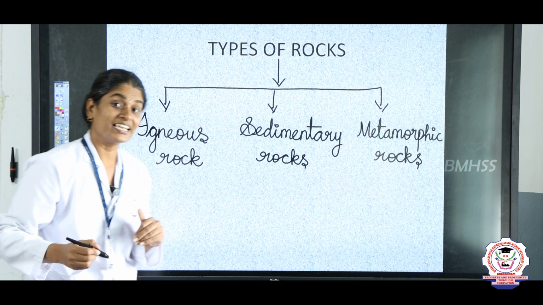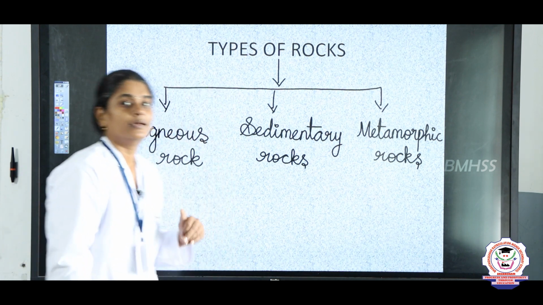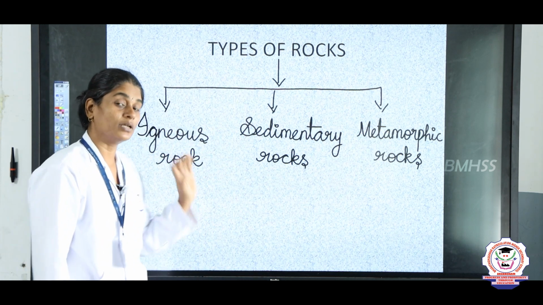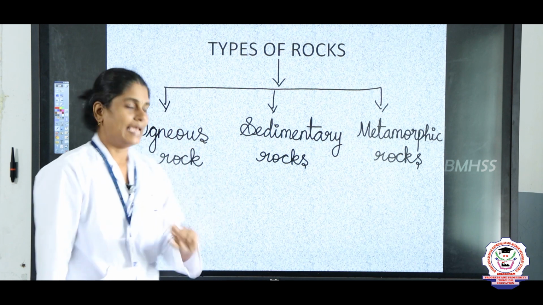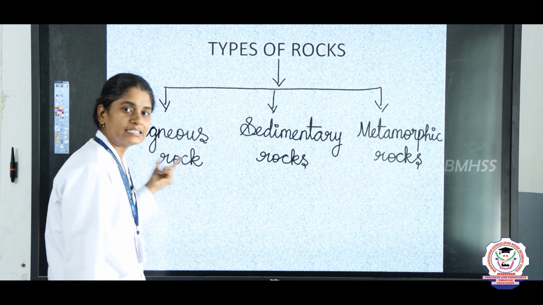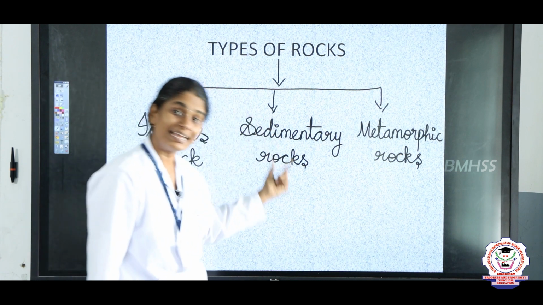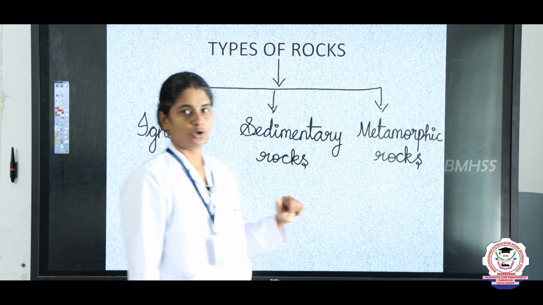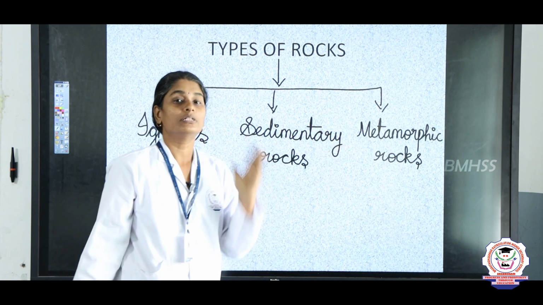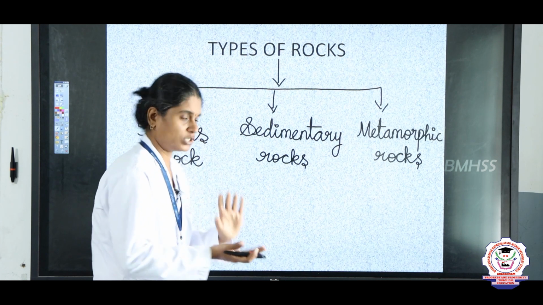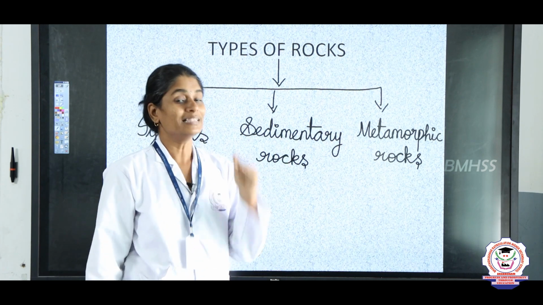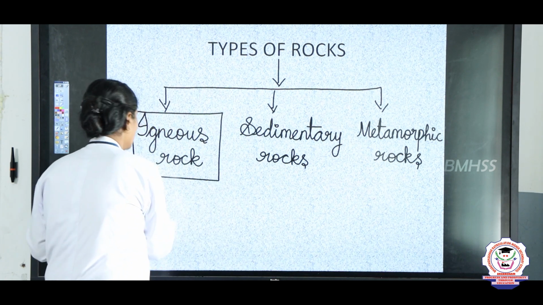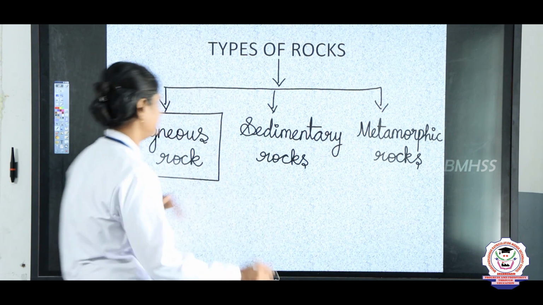Okay. Now JK, tell me how many types of rocks are there? Yes, of course there are 3 types of rocks. Now Ritish, tell me what is the first type of rock? Yes, you have to spell it: igneous rock. What is the second type? Sedimentary rock. What is the third type? Metamorphic rock. They have been classified into 3 types on the basis of their formation. In this session we are going to see how igneous rocks are formed.